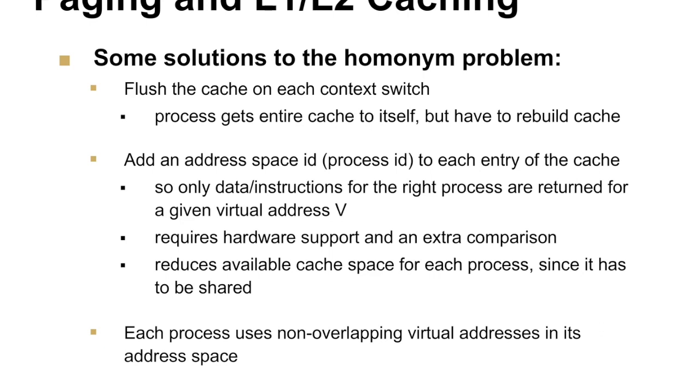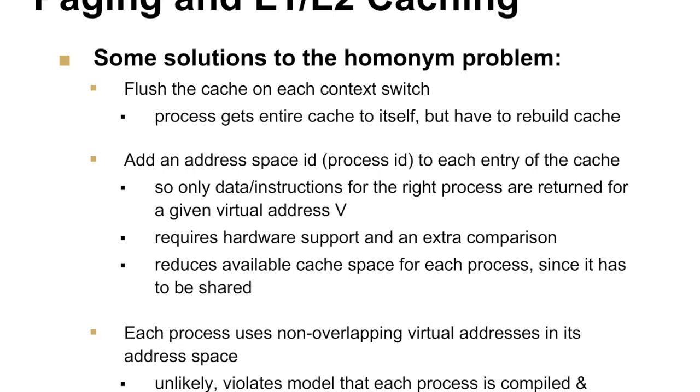We could also have virtual address spaces that don't overlap. So process 1 would use 0 to max. Process 2 would use max plus 1 to some larger number. But this violates the idea of a process, where we independently own an address space. And so we really probably wouldn't want to do that one.